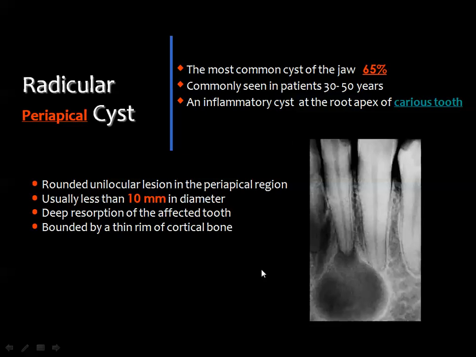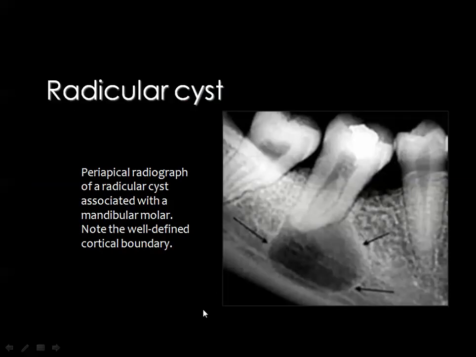Then in this example, you see the apex of this tooth is related to a cystic lesion, and this cyst is in the range of 1 centimeter in diameter. It may be smaller or larger than this, and sometimes the cortex of this cyst is relatively sclerotic, and there may be some abnormalities of the root related to the cyst.